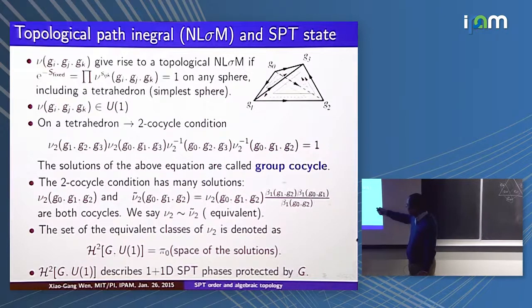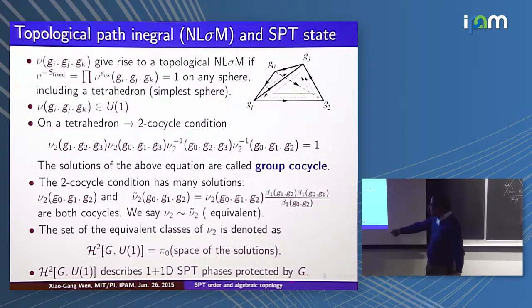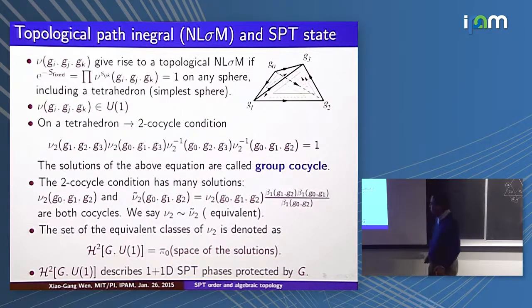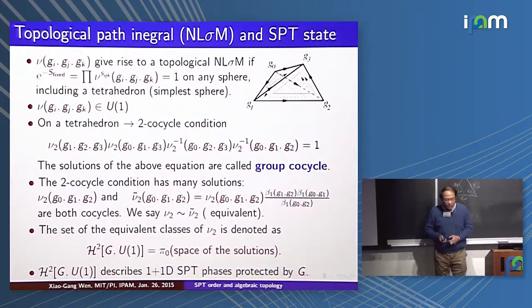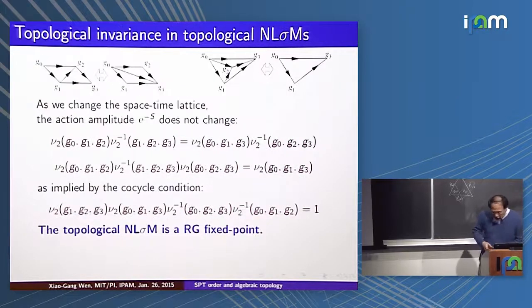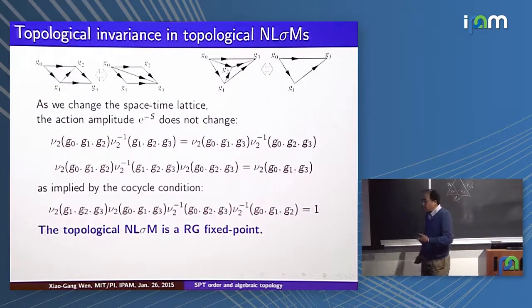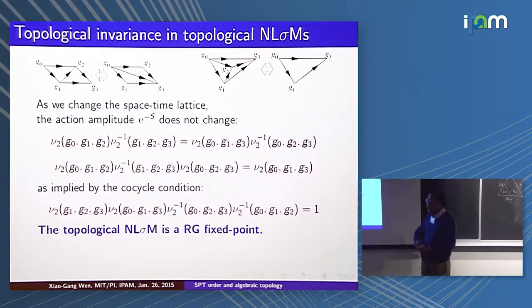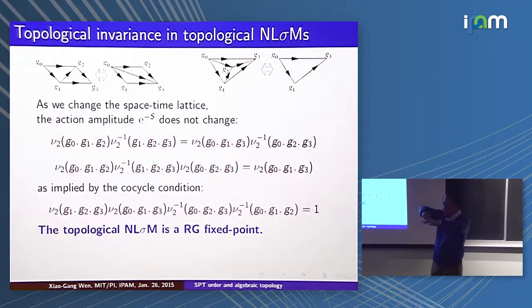If they differ by this kind of phase factor, we say they are equivalent. Then the equivalence class of this solution will be called this group cohomology class. So that's basically the group cohomology. Okay, and this group cohomology has a very special property that some of you probably already mentioned: it's a retriangulation invariant. So basically, for example, the evaluation of the partition function does not depend on how we triangulate the space-time manifold.